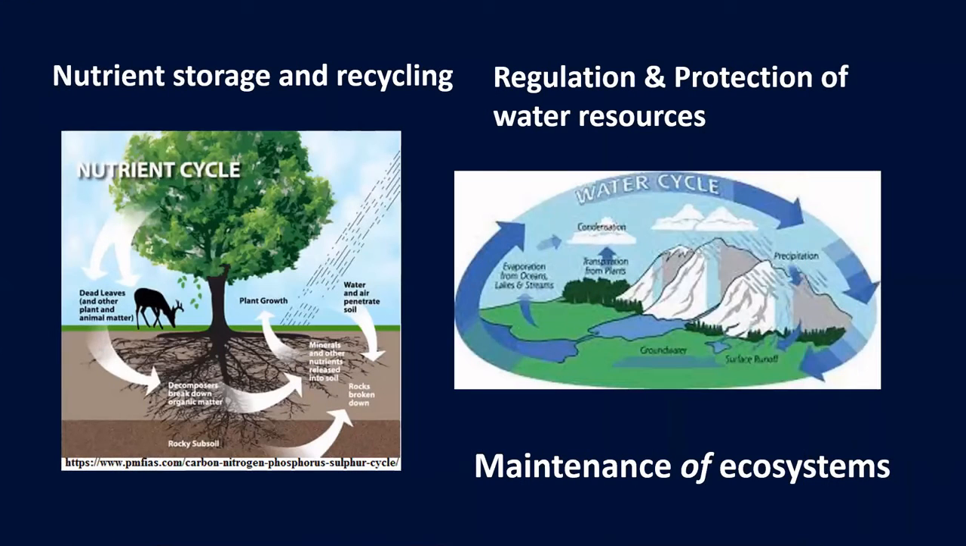The next value is nutrient storage and recycling, regulation and protection of water resources, and maintenance of ecosystems. You might have studied in your lower classes about nutrient cycles, that is the carbon cycle, phosphorus cycle, sulfur cycle, and water cycle. All these cycles you might have seen.